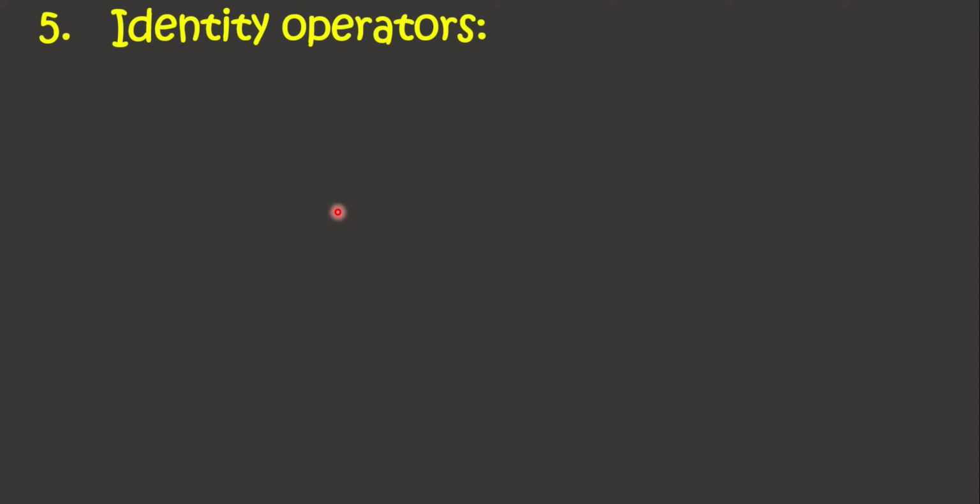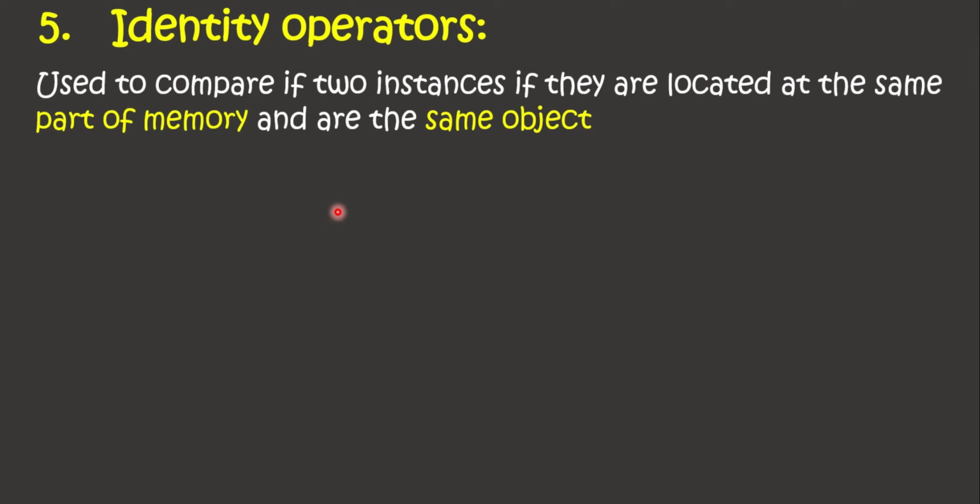All right, so identity operators. Identity operators are used to compare two instances to check if they are located at the same part of memory and if they are the same objects. There are just two of those, that is and is not. This is an example for is. So x is y. If it is y, it is going to print true, or else it is going to print false. x is not y.